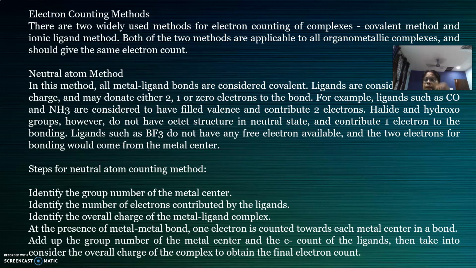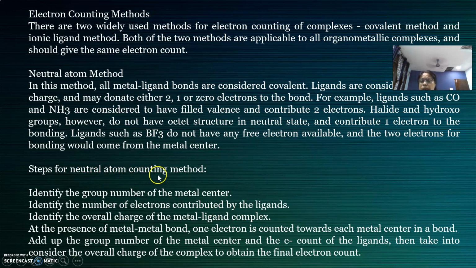One is the neutral atom method. Here all the metal-ligand bonds are considered covalent and ligands are considered to be neutral. No charge is taken into consideration. There may be either 1, 2 or 0 electrons to a particular bond. If we have carbon monoxide, ammonia, etc. as ligands, they will have only their valence electrons donating 2 electrons each. But halide and hydroxo groups, however, do not have an octet structure in their neutral state, and then they will be supposed to donate only 1 electron to the system. So these are the procedures.